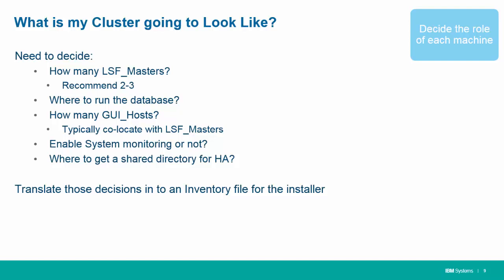Do we want to enable system monitoring or not? Do we have our own system monitoring tools already deployed and we're used to those? If so, maybe we want to turn off the system monitoring. And where are we going to get our shared directory from for HA? We need to translate those decisions into an inventory file for the installer to use.